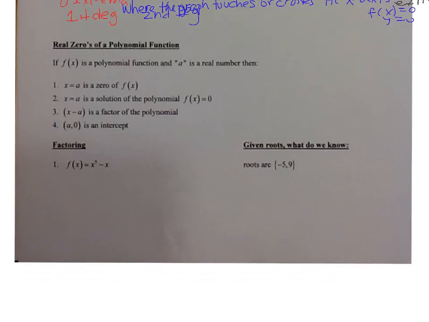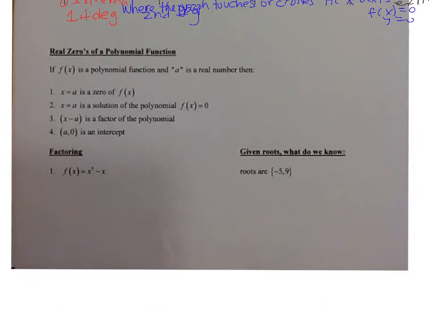So it says real zeros of a polynomial. If f of x is a polynomial function and a is a real number, which means it can't be imaginary, then this is what I know. X equals a is a 0 of f of x. X equals a is a solution of the polynomial f of x equals 0.